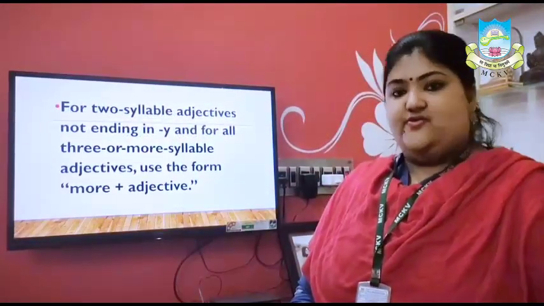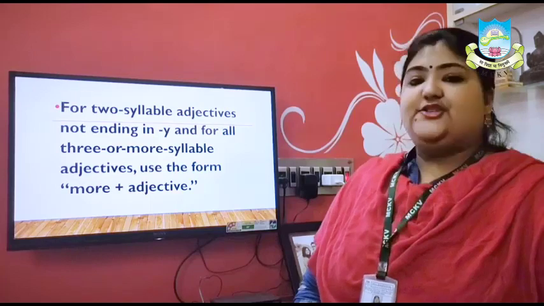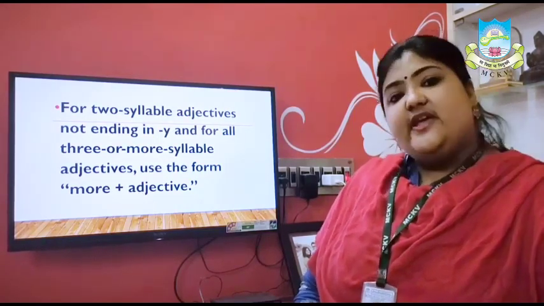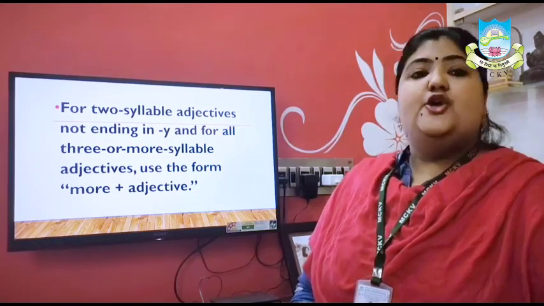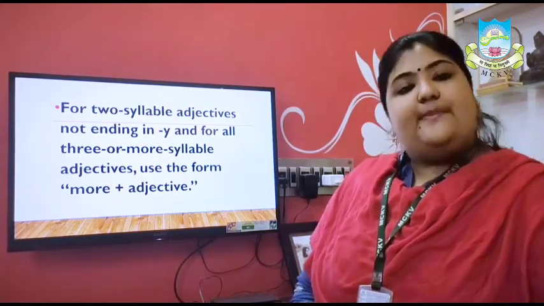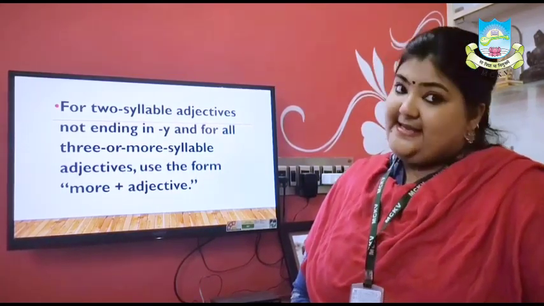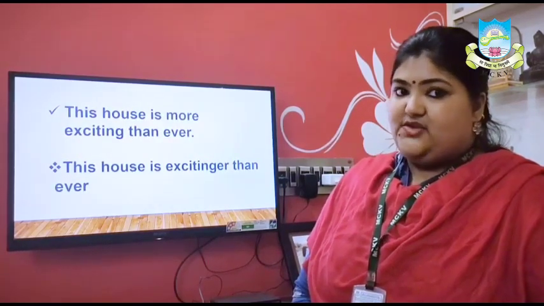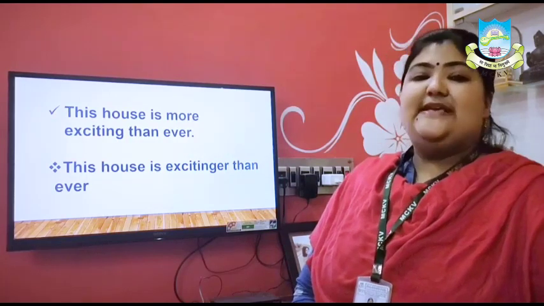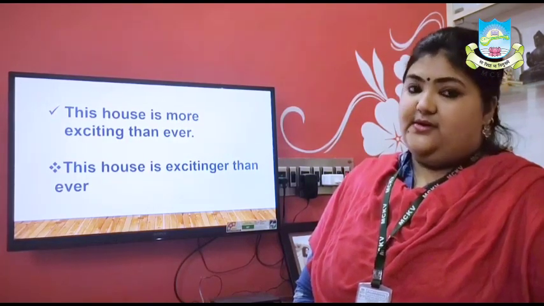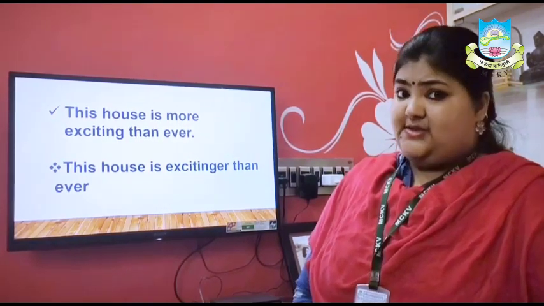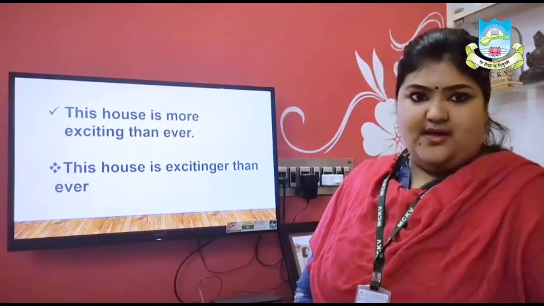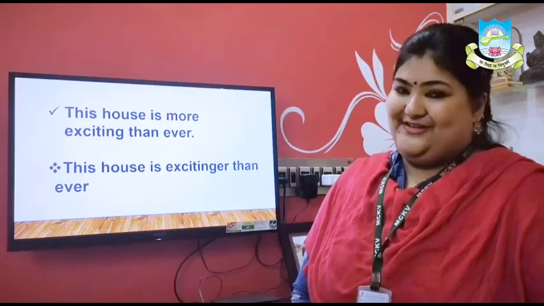Alright, now the second rule. For two-syllable adjectives not ending in y, and for all adjectives of three or more syllables, use the form "more" plus adjective. Let us see an example to understand it. What does the first sentence read like? This house is more exciting than ever. And what does the second sentence read like? This house is exciting-er than ever. Even to pronounce it is difficult, right?